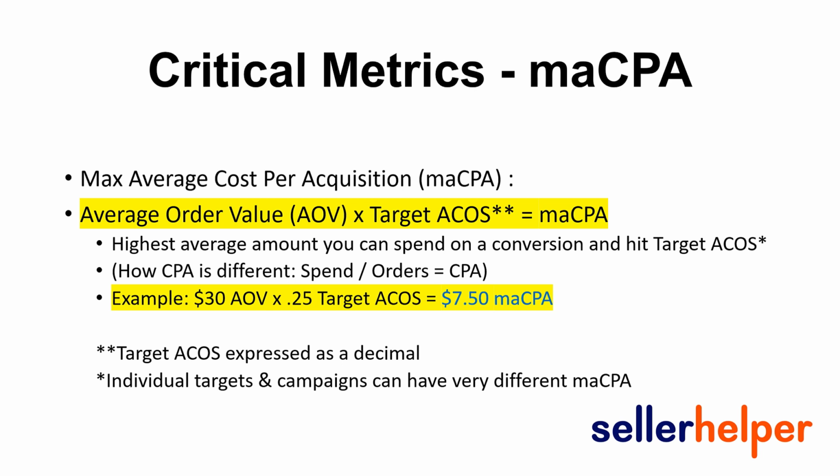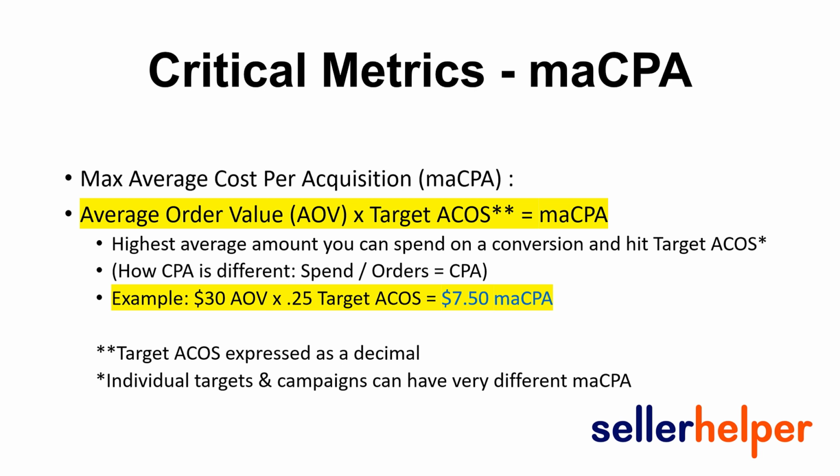That gives you your cost per acquisition. This is something different. Cost per acquisition is actually giving you how much you are spending. We're looking for how much you can spend. So the example is, if your average order value is $30 and your target ACoS is 25%, expressed as a decimal, that's 0.25, then the maximum you can spend per order is $7.50. That's your maximum average cost per acquisition.